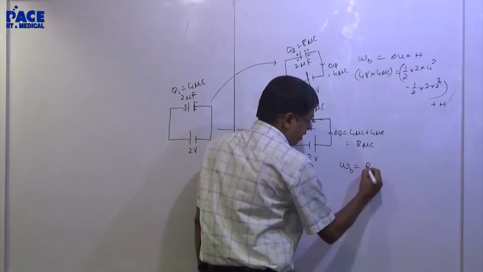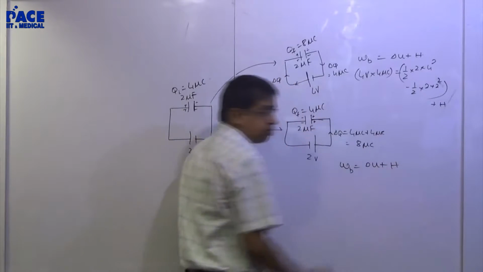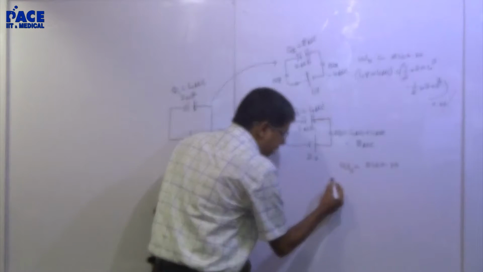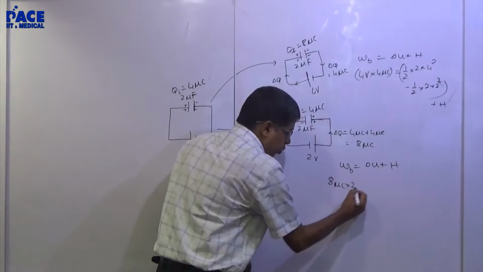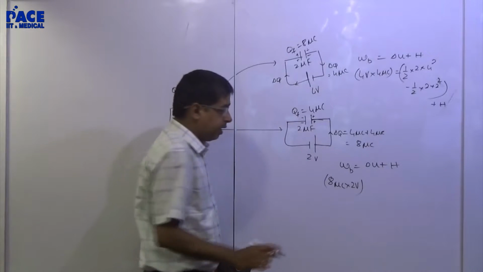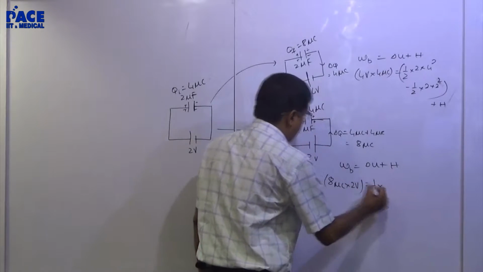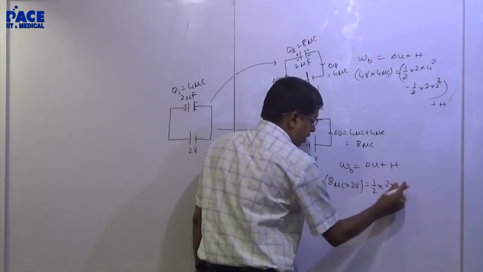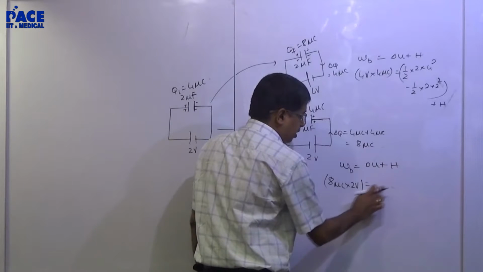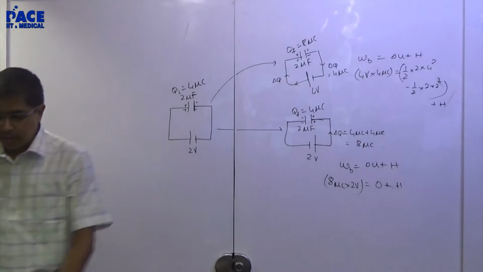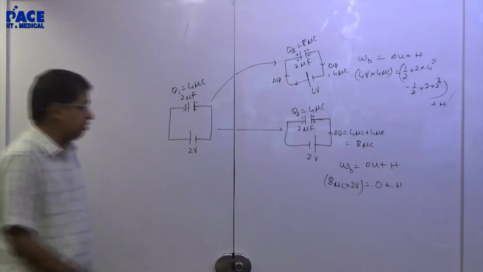Work done by the battery will be delta U plus heat loss. Right? The battery pushed 8 microcoulombs into 2 volts. 16 microjoules of work is done by the battery, which will be equal to half C V square minus half C V square. This will turn out to be 0. The whole of the work done will be lost in the form of heat.